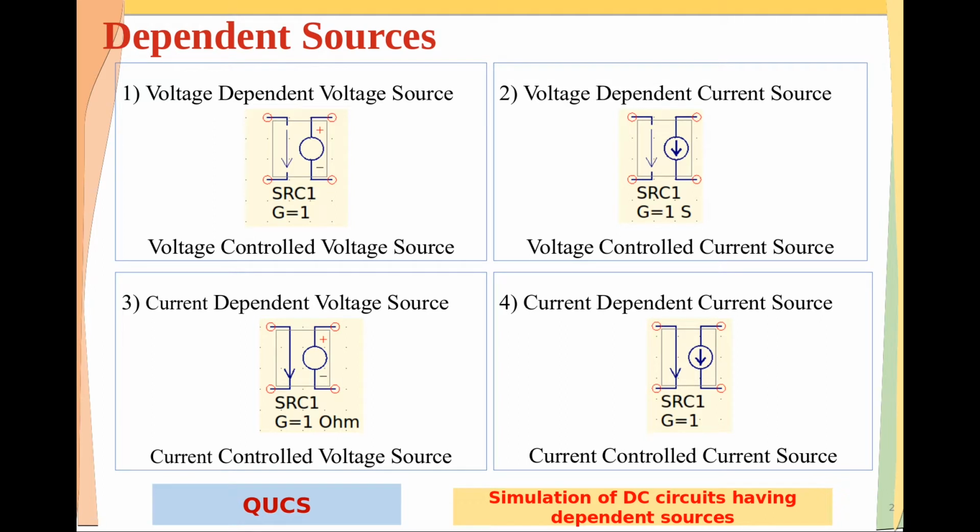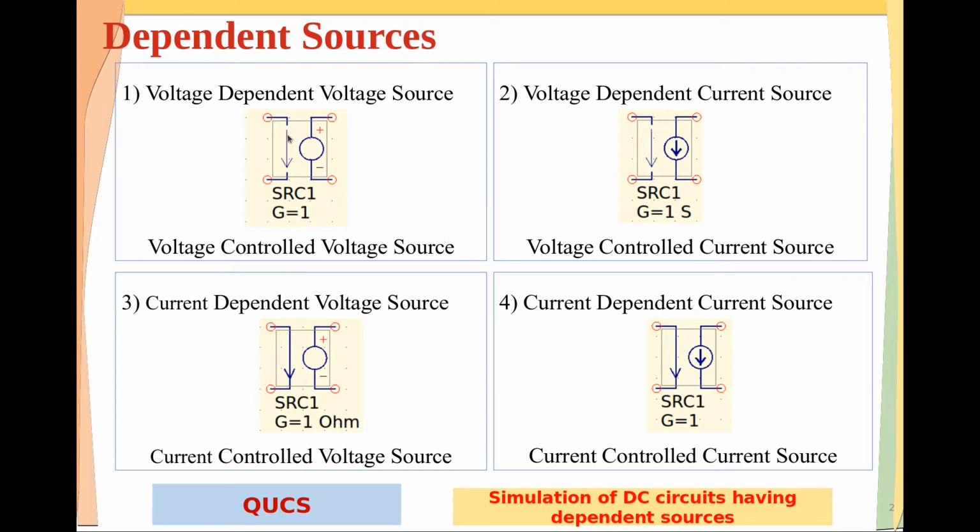Basically, there are four types of dependent sources. These are the symbols used in QUCS. The first one is the voltage dependent voltage source, also called the voltage controlled voltage source. Second is the voltage dependent current source, also called the voltage controlled current source. Third is the current dependent voltage source, or current controlled voltage source. And lastly, the current dependent current source, also called the current controlled current source.